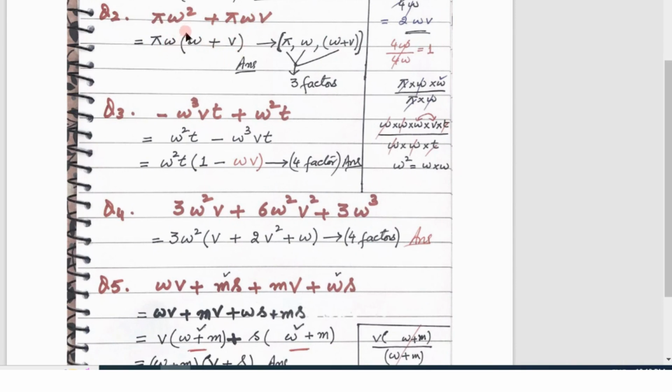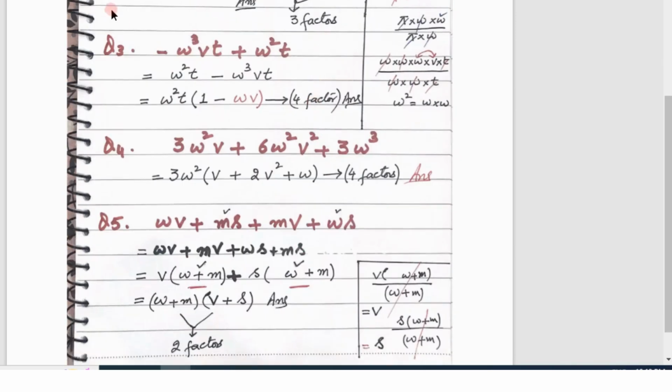inside the brackets. When we take common, then we write down the rest of terms inside the brackets. Okay. Now there are again three factors, W and pi and w plus v is a big factor inside the brackets. 3 factors. Okay. Question number 3.